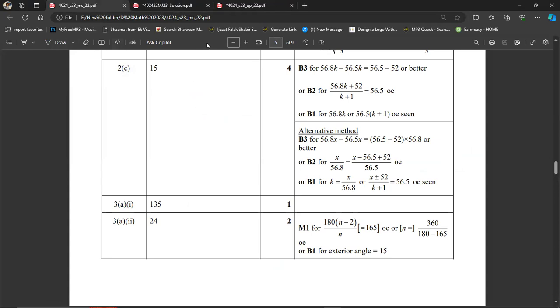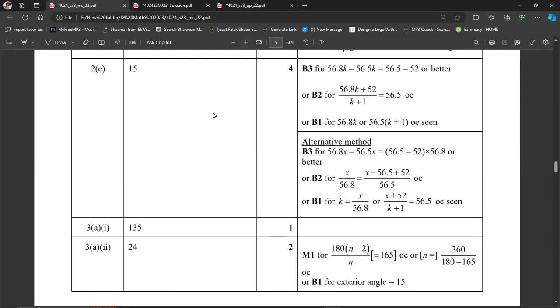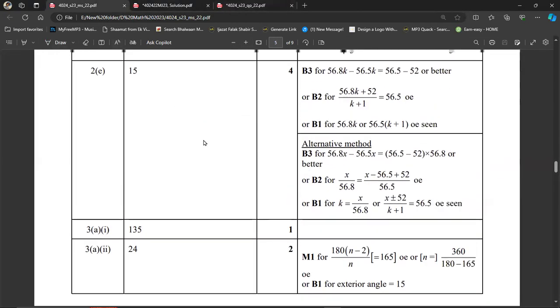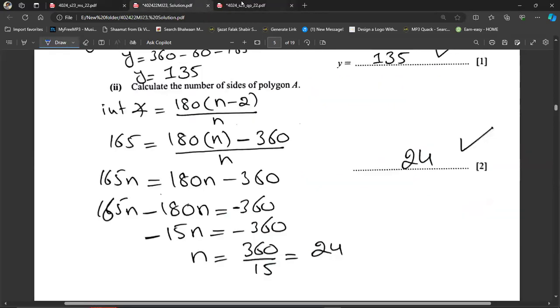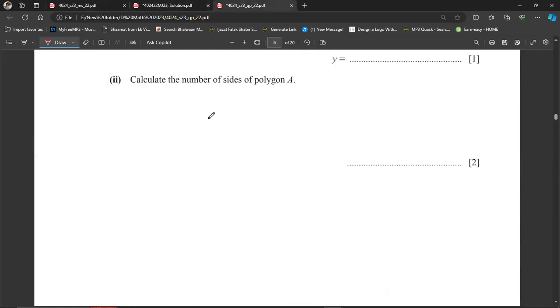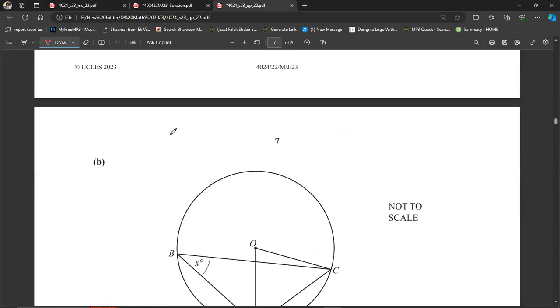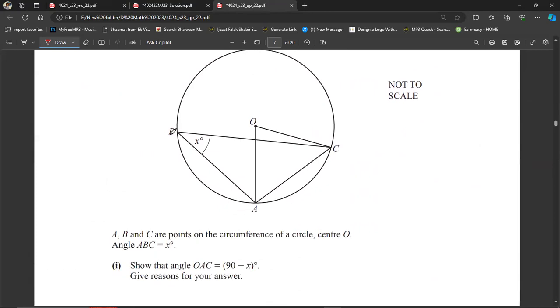24 sides is the right answer, and I hope you understand this. This is the solution, and here we go. So we are going to the next question, number 3, and it's B part.